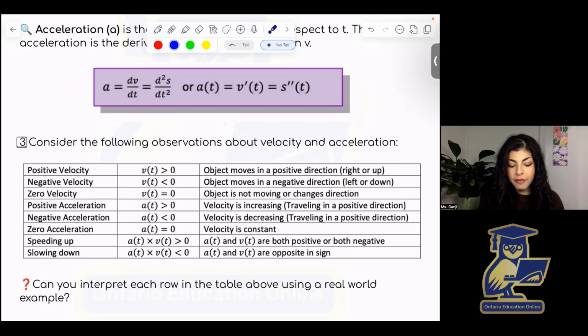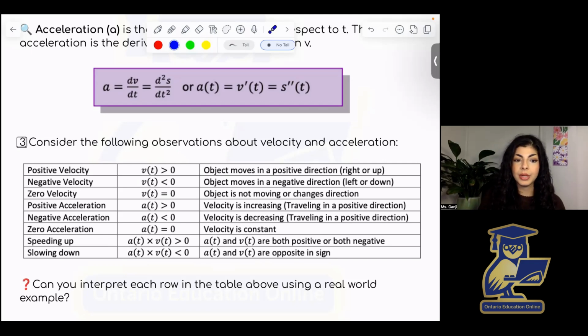Zero velocity, when v of t is equal to 0, is pretty much when the object is not moving, so it is stationary, or when it changes direction. And consider a real life application: whenever you want to change the direction that you're moving in, so imagine you're walking and you want to now switch to the other side, there is a moment where you turn to the other direction and start walking in the other direction. And in that moment, our instantaneous rate of change is 0. So we would say that we have a zero velocity in that moment of change.